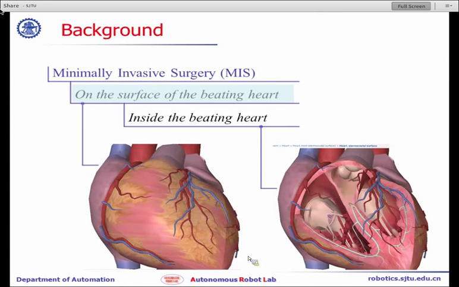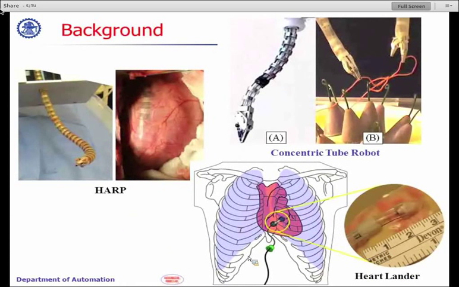Actually, there already exist a few robots for this kind of task, such as the HARP at CMU and the concentric tube robot from Columbia University. What these two robots have in common is that they are both made of rigid bodies. So if this robot contacts the human heart, it's sometimes very dangerous for the patient. There is also another type of robot called the HeartLander. They use two sucker sections, and by moving these two sections, they can move the robot along.